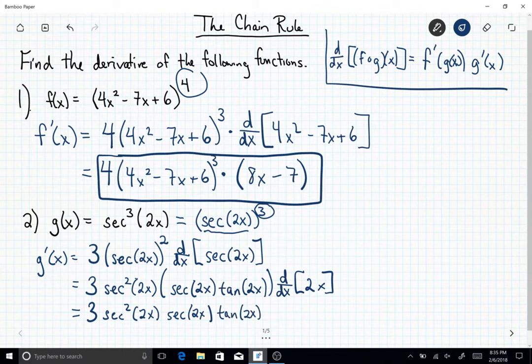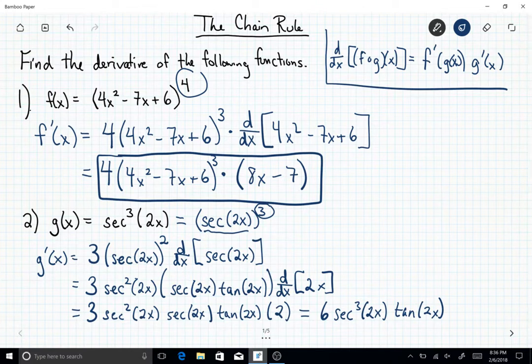And what's the derivative of 2x? Well, it's just 2. So this whole thing, notice you have 3 times 2, that makes 6. And then you have a secant squared 2x and a secant 2x, that makes secant cubed of 2x. And then a tangent of 2x. And once again, that's just the chain rule being applied. And so we're good to go there.